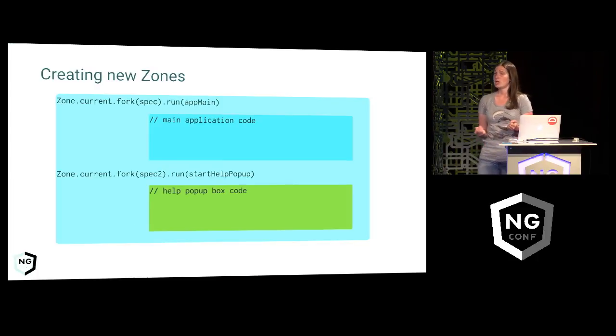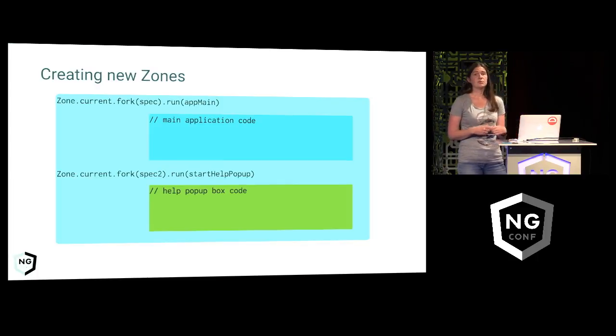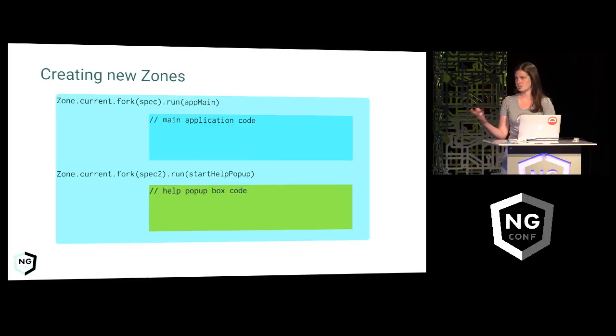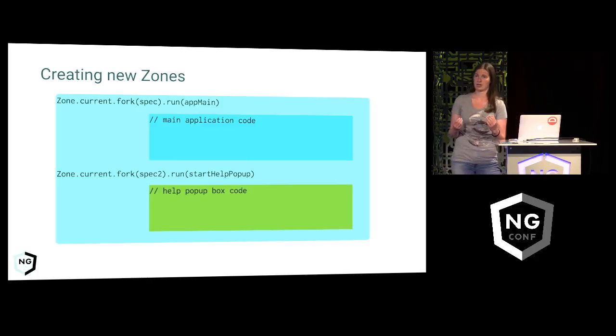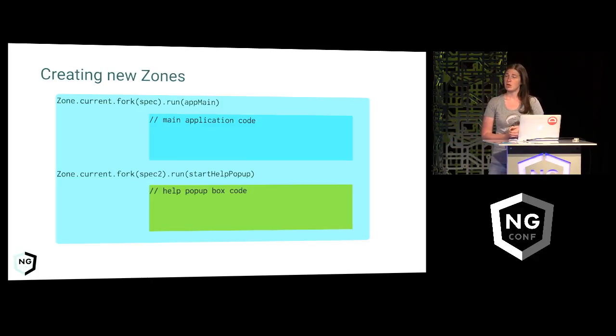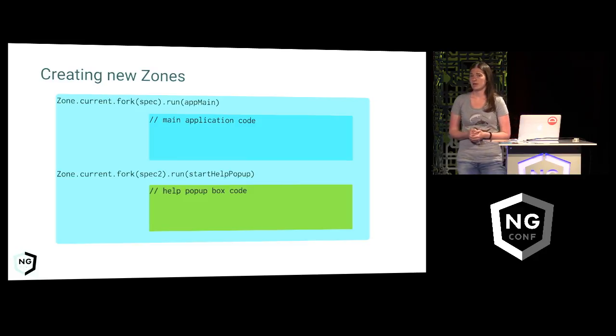So as I mentioned, you create new zones by forking them. Zones form a hierarchy. Every zone that you fork will be a child of its parent, and it'll have a chance to add hooks and modify behavior, and also be able to delegate to its parent zone. We could create multiple zones inside of our application.